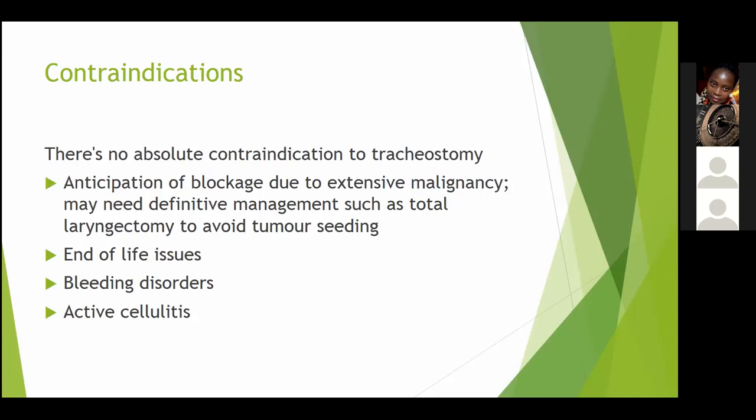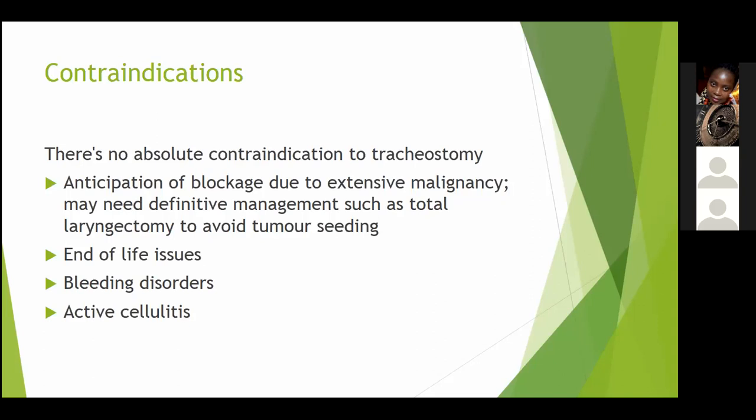For example, if someone has extensive laryngeal cancer that is going below the larynx itself, and you do a tracheostomy, you're going to cut through tumor. For such a patient, it's better that you plan for definitive management, which could be total laryngectomy, so that you prevent seeding of tumor. In other words, carrying tumor from where it is to other areas, so that when you're done with your procedure, there are higher chances of the patient getting better without recurrences.